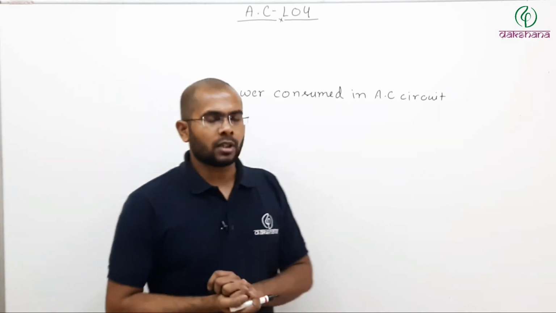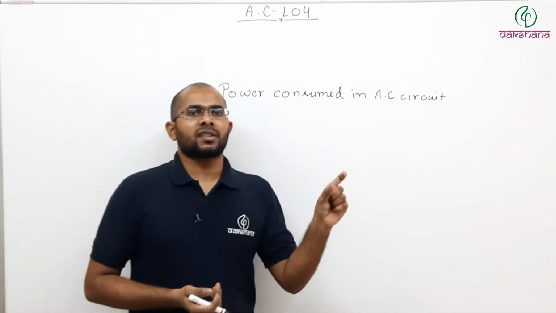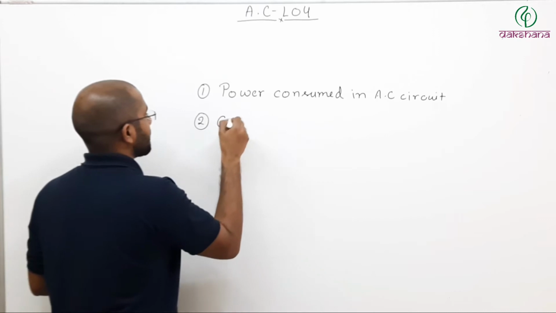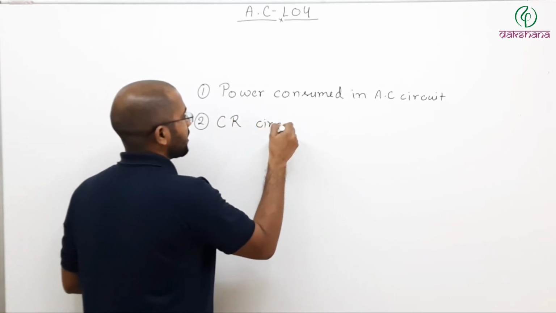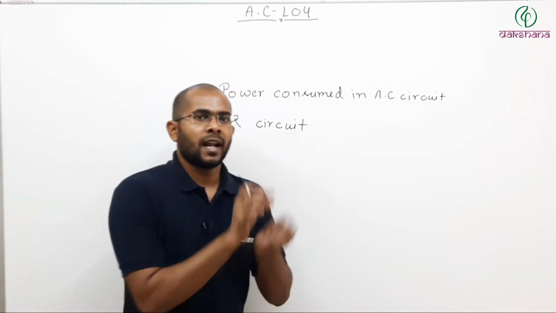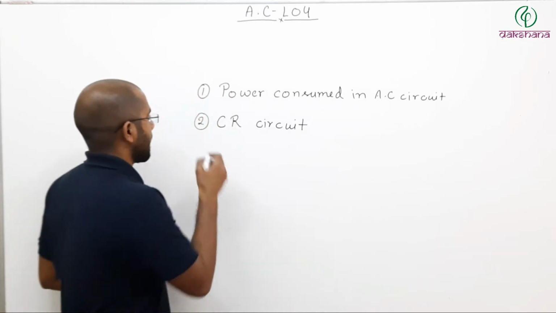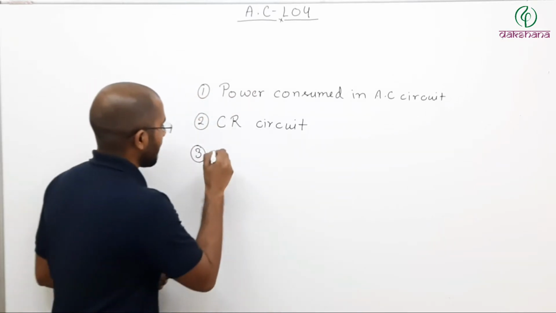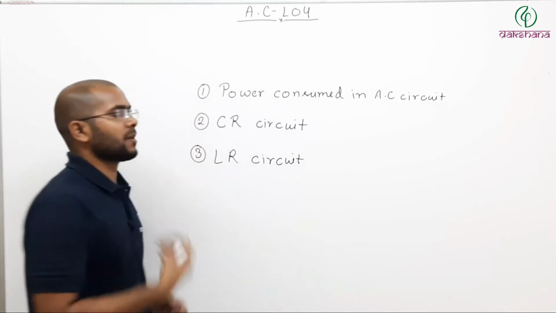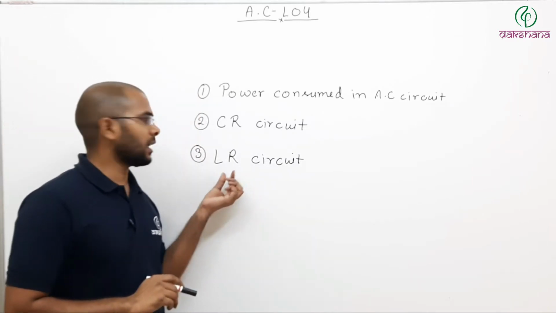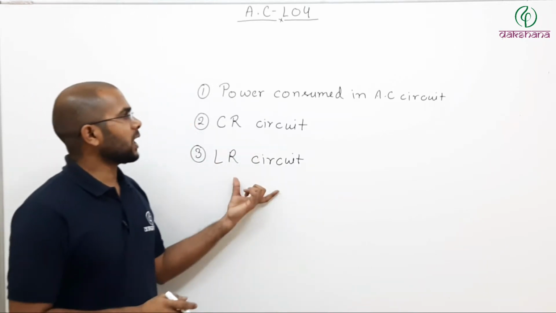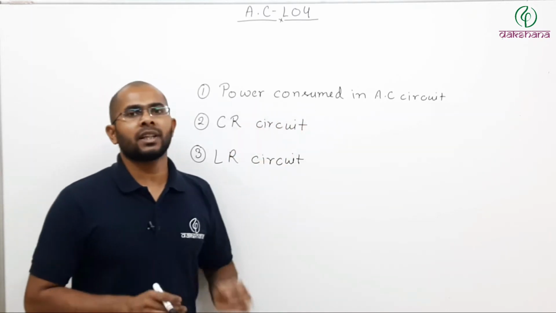Second, until now we have seen pure circuits, meaning purely resistive, purely capacitive, purely inductive. So the second thing we will talk about is the CR circuit. Meaning in the same circuit there will be resistance and capacitance, connected across an AC source. The third thing we will talk about is the LR circuit, meaning in the same circuit there will be an inductor and a resistor, connected across an AC source. So pause the video, note them down, then we will start with power consumed in an AC circuit.